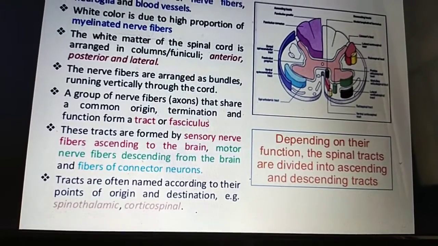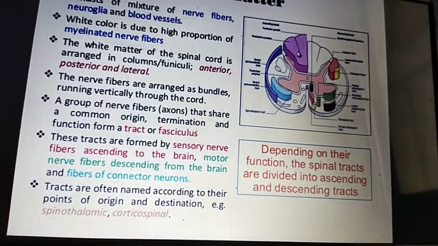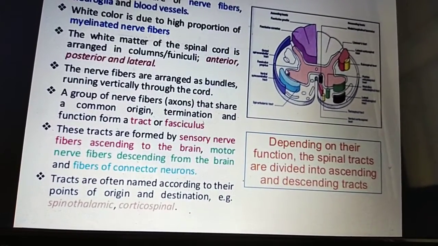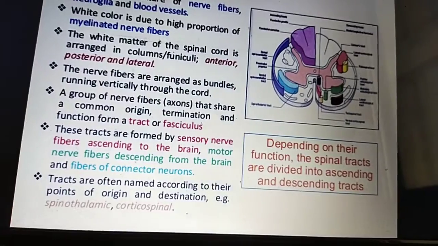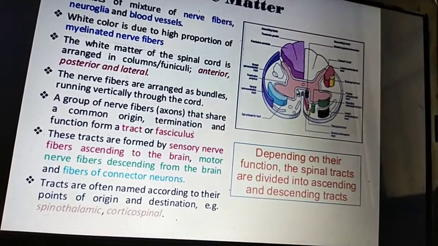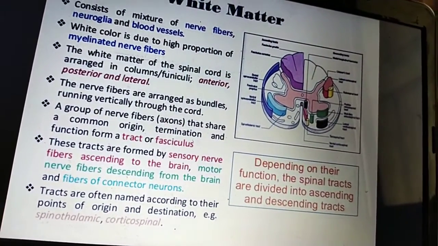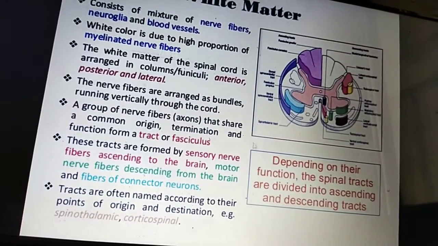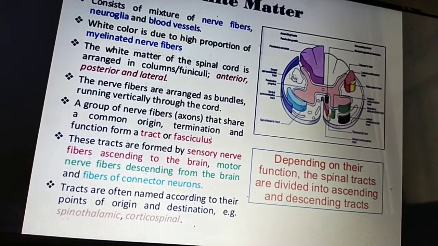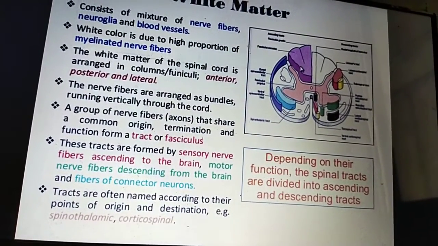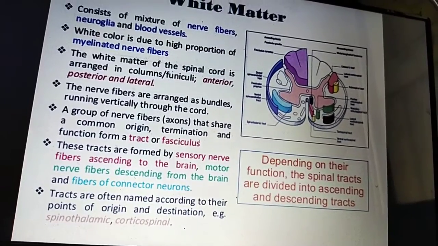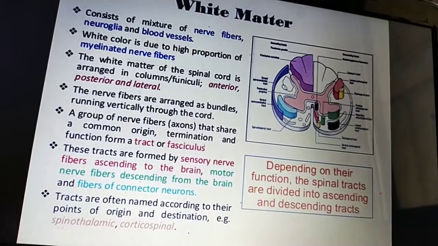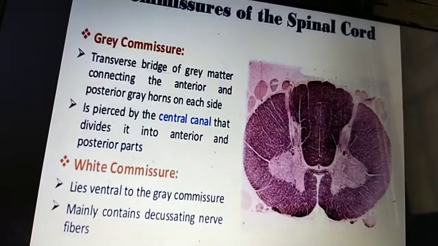spinothalamic or corticospinal. You can see here these are the anterior, posterior and lateral. Like that, the white matter of the cord is arranged as columns and funiculi. These are the anterior, and these are the lateral, and these are the posterior. And depending on their function, the spinal tracts are divided into ascending and descending tracts.